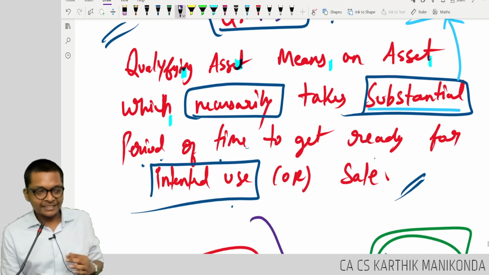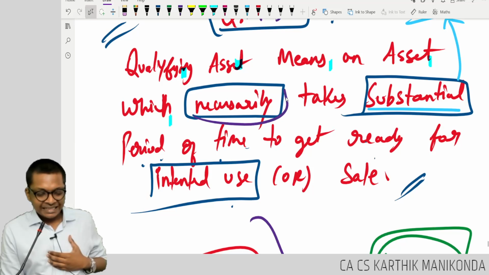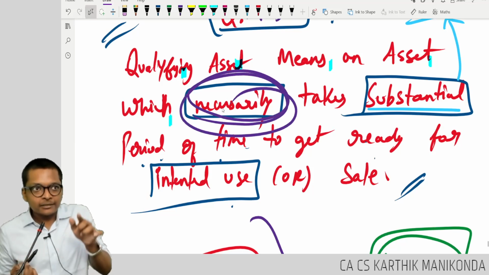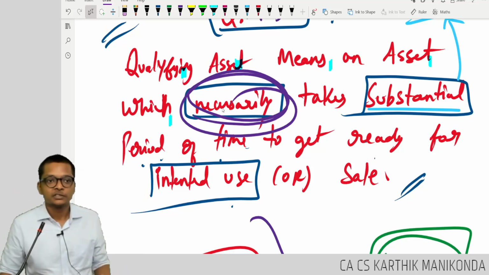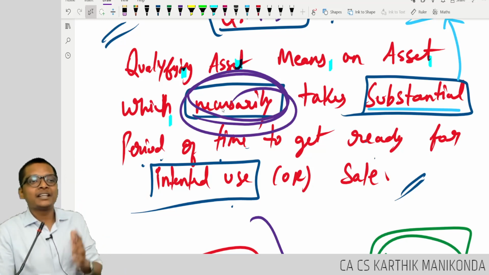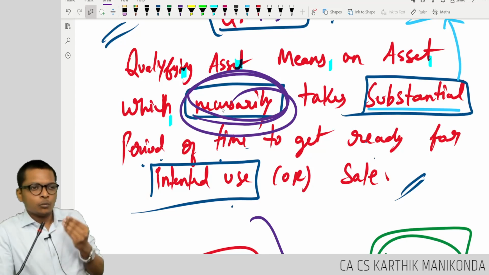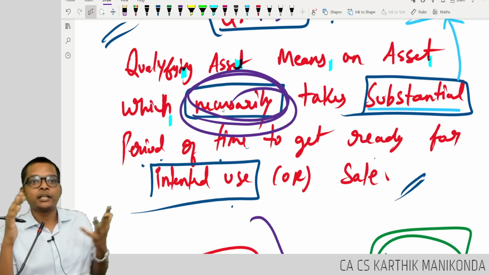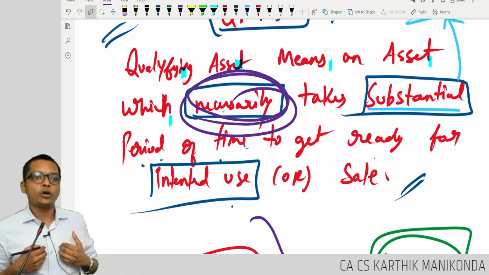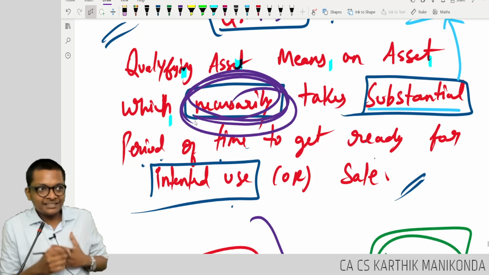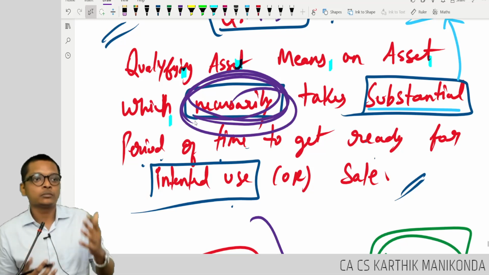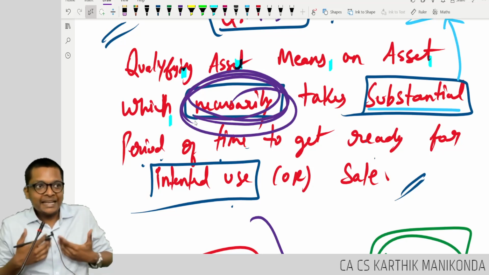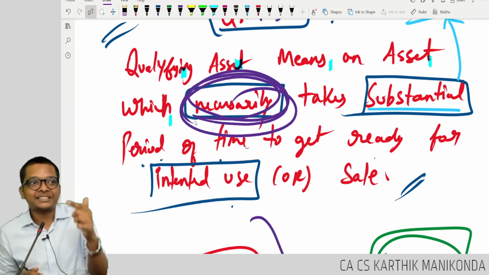Qualifying asset means an asset which... look at the word, "necessarily". It means anybody doing that work, it will take that much time. Sir, to make one biryani in the house, how long will it take? 30 minutes to 2 hours. Sir, I am making biryani for 1 year. Then that's not biryani. Are you following, guys? So, "which necessarily" means, whoever does that work, it will take that much time. I will translate it back to English: if that work is done, anybody doing that work on average takes so much time.